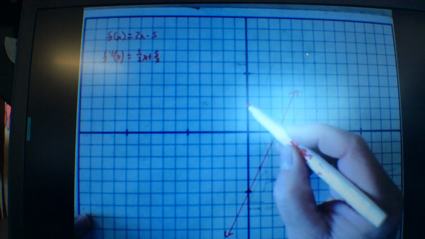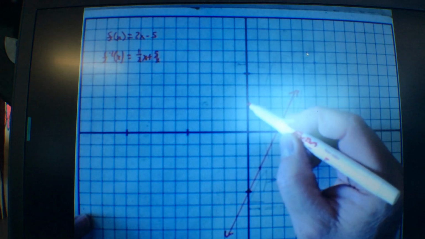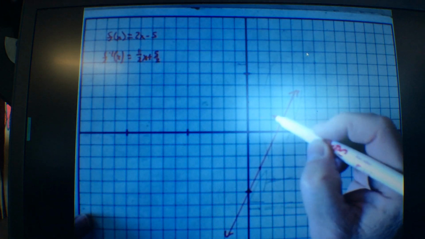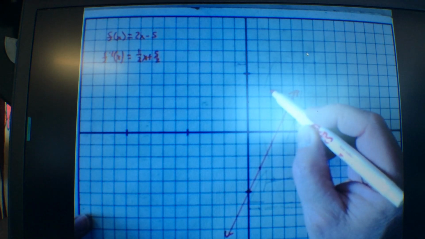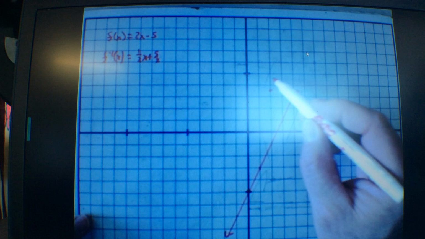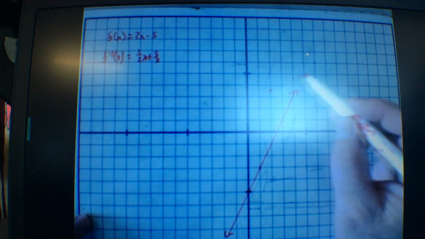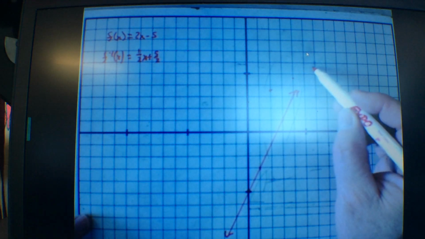So up 2.5 right here. And then my slope is 1/2. So I go down 1 and to the right. Nope. I go up 1 and to the right 2. Correct? Up 1 to the right 2. Up 1 to the right 2.